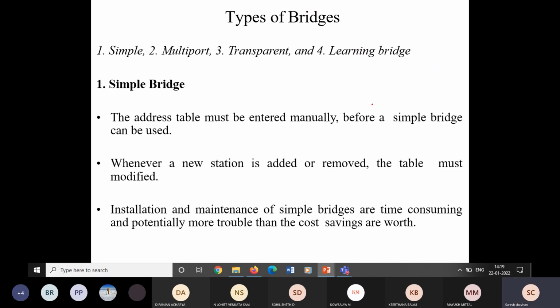So here a third party should be available. Whenever one more new station is added, or one device is not working and we need to remove it, again we need to manually modify the table. And installation and maintenance of simple bridges is time consuming and potentially more trouble than the cost savings are worth.